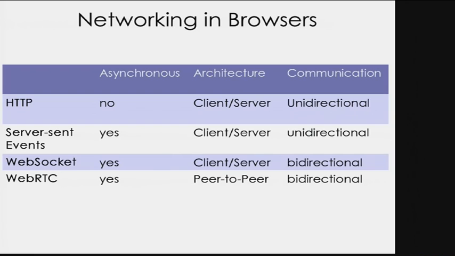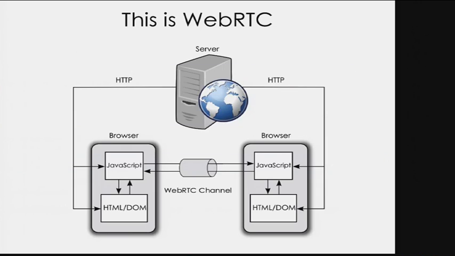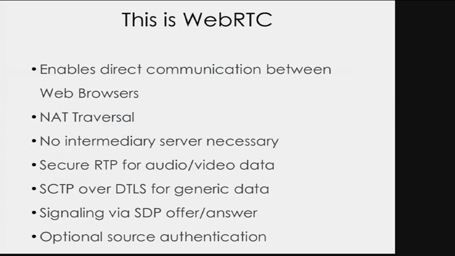So here comes WebRTC. It has all the same capabilities when it comes to asynchronicity and bidirectional communication. But the important thing is this: it's peer-to-peer. Like I had it on the slide here, right? You have a direct channel between two browsers, and all the data that you send through this channel is never seen by the server. And that's important for the framework I'm going to describe later. So to sum this up, WebRTC enables direct communication between two browsers, and it comes with a lot of technical stuff underneath.